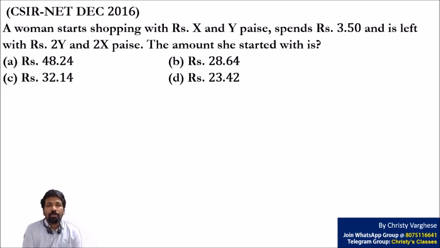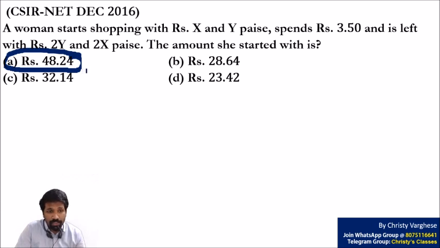A woman starts shopping with rupees X and Y paise. That means she has some denomination in rupees, some denomination in paise. We don't know how much that denomination is. That is what X and Y are representing. To make you understand the meaning of the question, I will take the first option. Because this is not a percentage problem or anything. It is just understanding the meaning and doing the question. So options will definitely help you to understand the question.